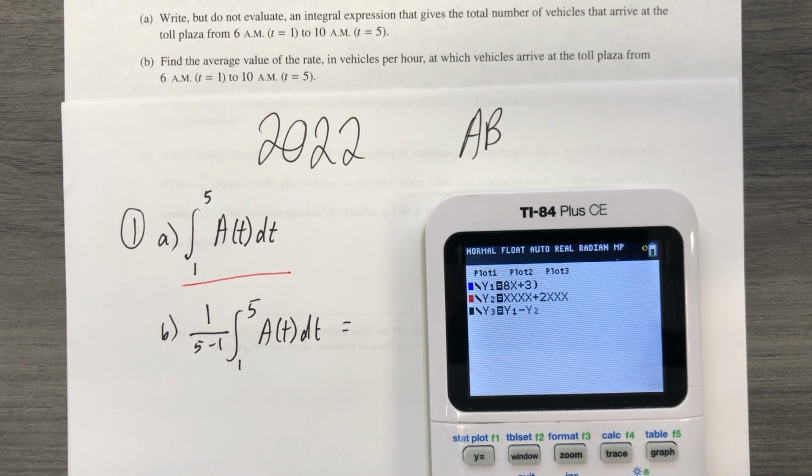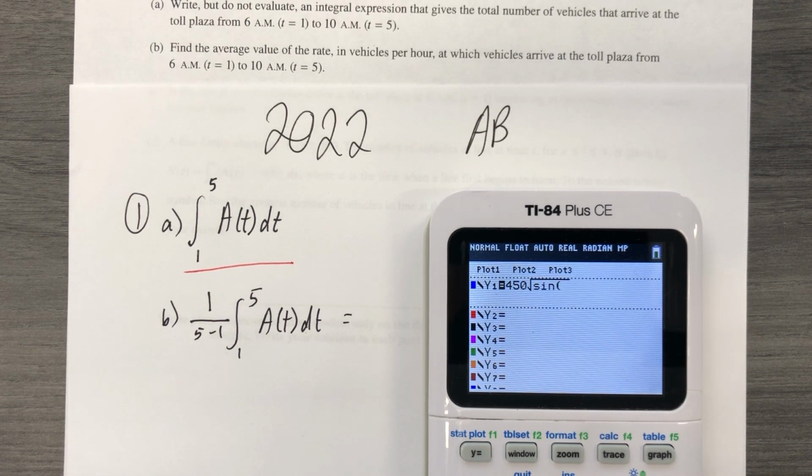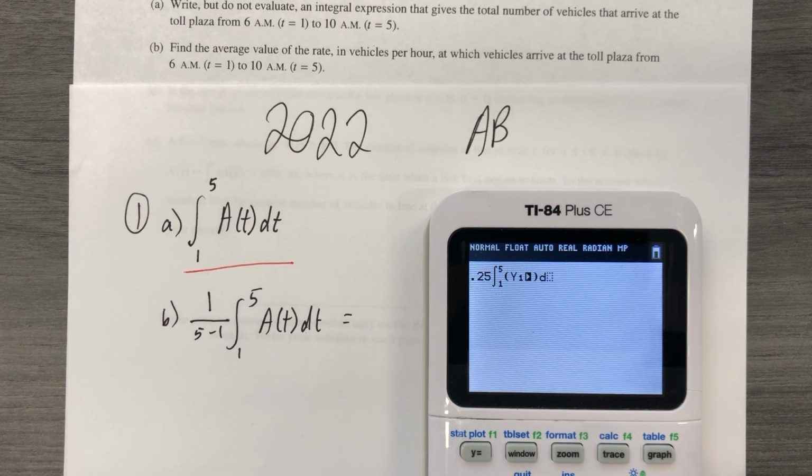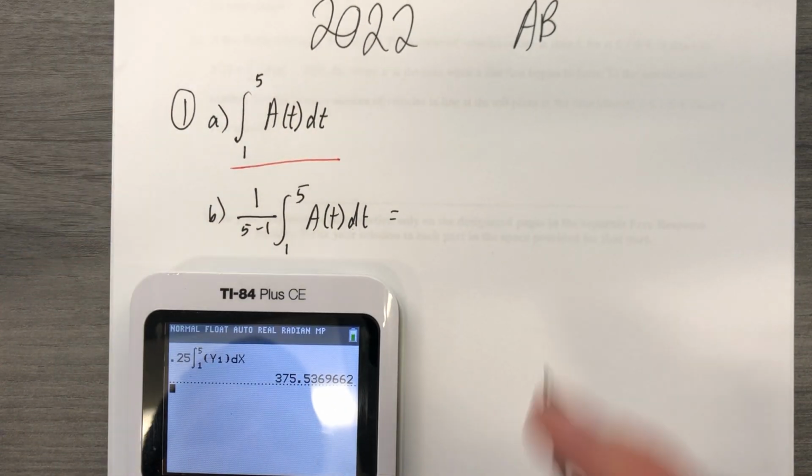I'm going to go in function mode, and I should clear some stuff out. And we will put this function in, make sure you're in radians, and I am. 450 square root of sine 0.62x, and make sure you're correct. Yep, we're good, all right. 1/4, that takes care of that. Math 9, from 1 to 5, A of T dt. We're using x instead. And we need to find the average value of the rate, vehicles per hour. This is going to be vehicles per hour.